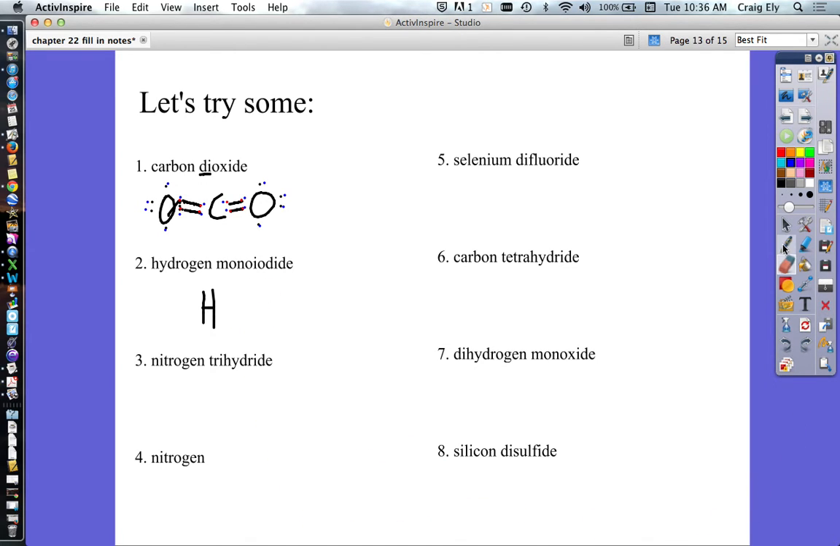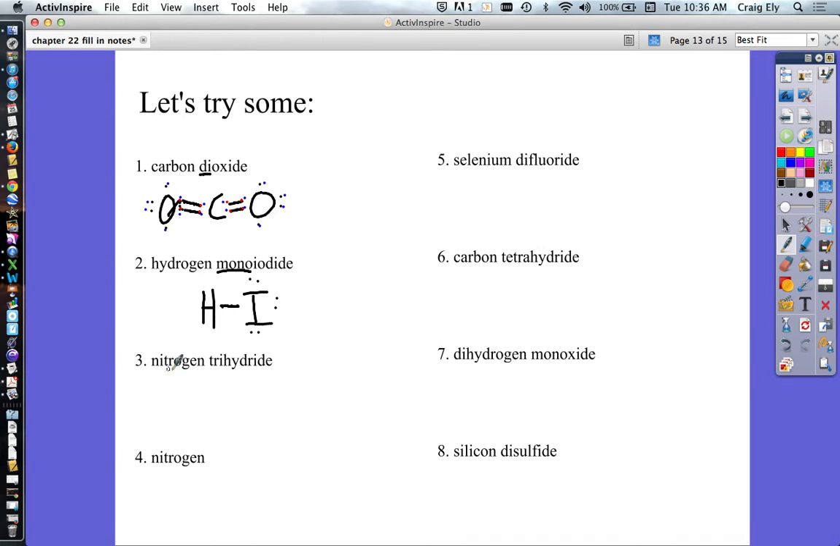Okay, so let's start over. Number 2 is hydrogen monoiodide. So mono meaning 1, and nothing here as a prefix for the hydrogen. So I've got 1 hydrogen and 1 iodine. Hydrogen has 1 valence electron, so I'm going to put that there. Iodine has 7 valence electrons, so I'm going to put 1 here so we can show how they're bonded together. So I've got 1, 2, 3, 4, 5, 6, 7. I put the line there. I'm done. Pretty simple, right?